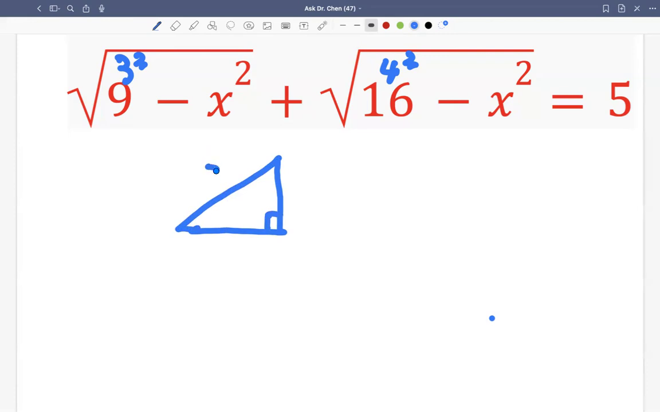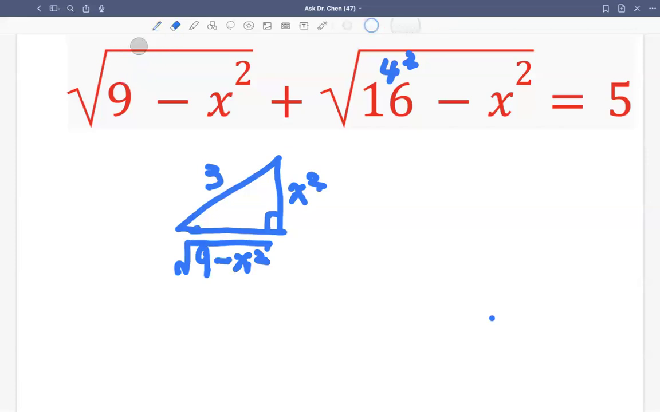So 3 squared, the hypotenuse squared, minus one leg squared, equals the square root of that. 3 squared is 9 minus x squared. That would be just another leg of this right triangle. So out of this, this first one, we can draw this triangle. And this second one, we can also draw a triangle.